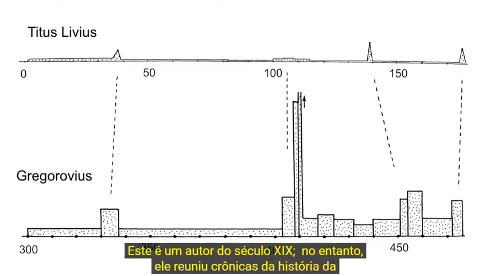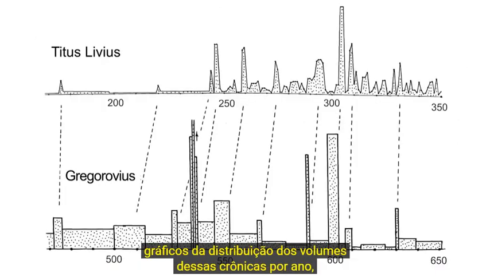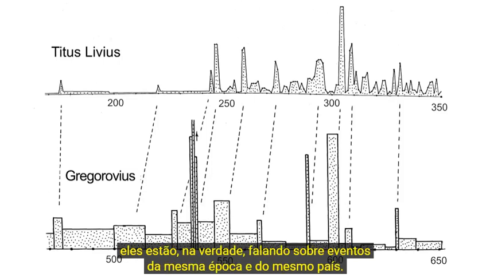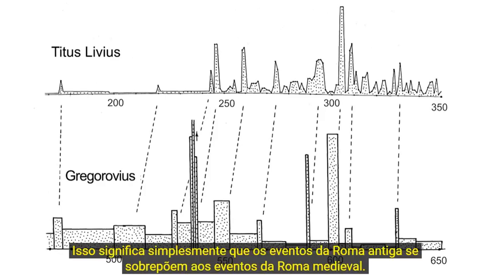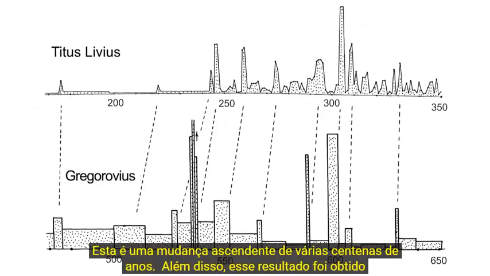However, he gathered chronicles from the history of medieval Rome, starting from the beginning of the Common Era to approximately the 16th century AD. Graphs of the distribution of volumes of these chronicles by year were constructed, and it turned out that they correlate well with each other. According to our model, they are actually talking about events from the same era and the same country. This simply means that events of ancient Rome are overlapping with events of medieval Rome. This is a shift upwards by several hundred years.